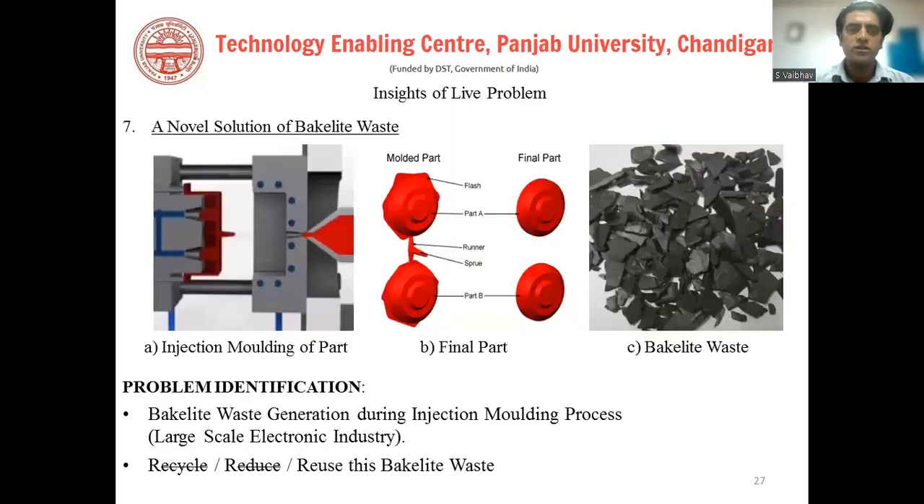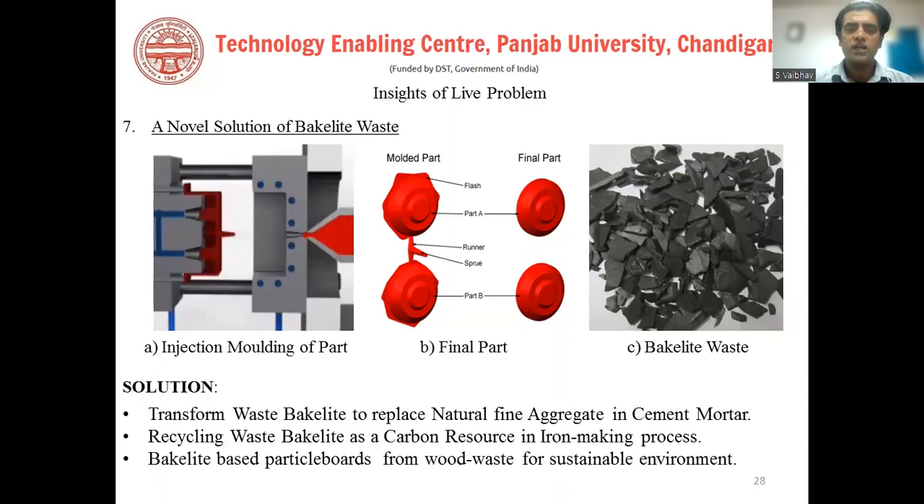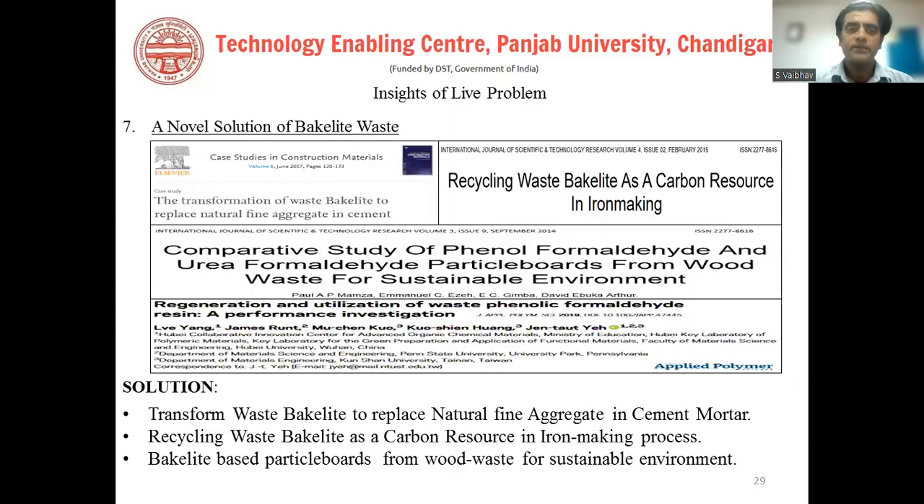The image shows the injection molding of the part. The final part requires the removal of extra material, which is the bakelite waste. So we have to reuse this bakelite waste for replacing the natural fine aggregate in cement mortar, and recycling waste bakelite as a carbon resource in the iron making process. Bakelite waste particle boards could also be formed. So these are the available literature for using this bakelite waste.